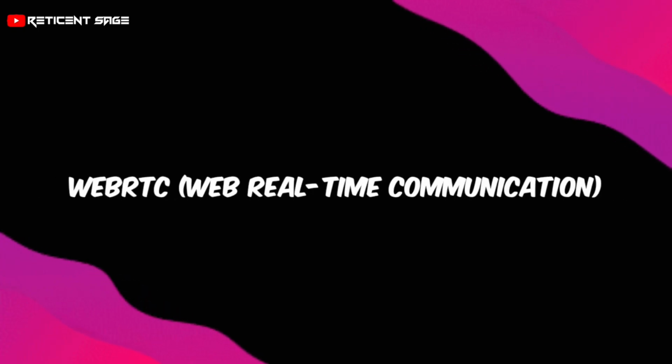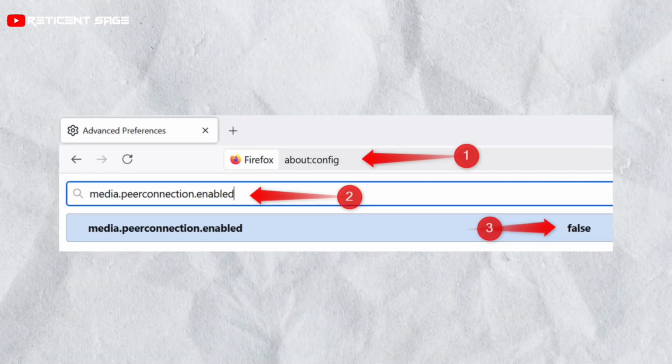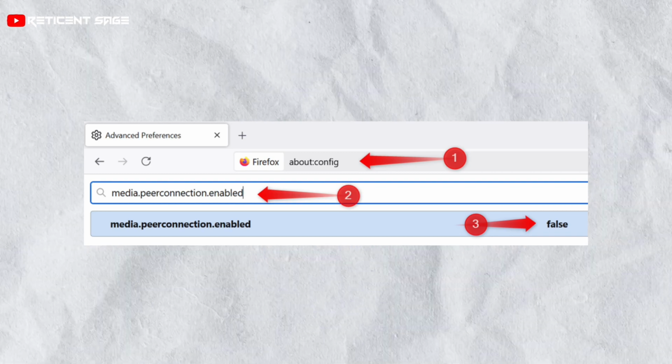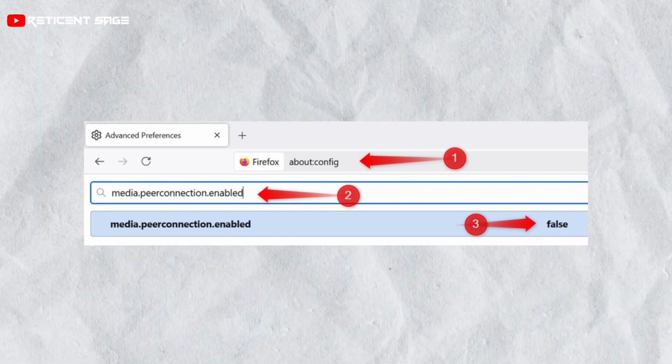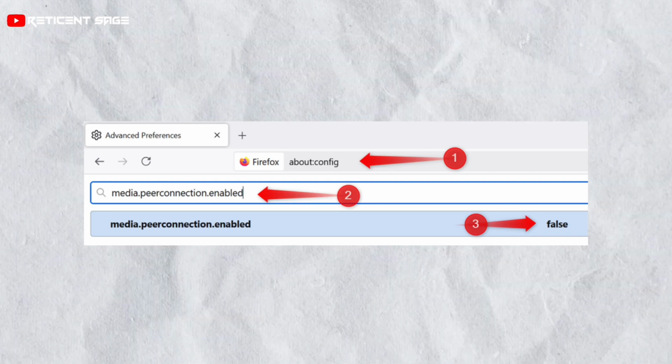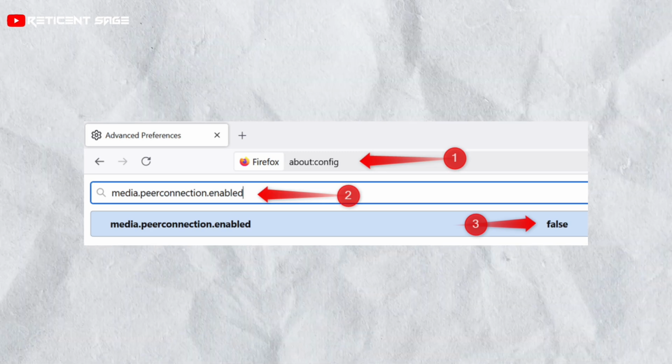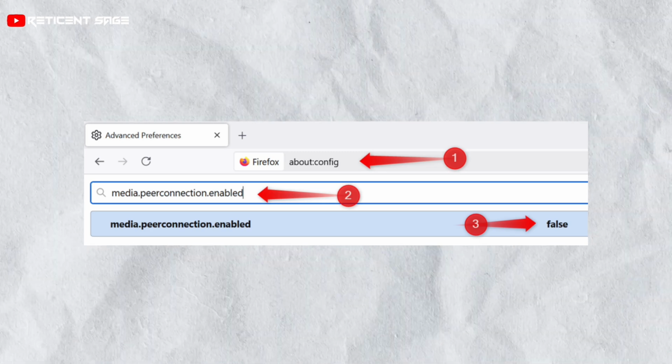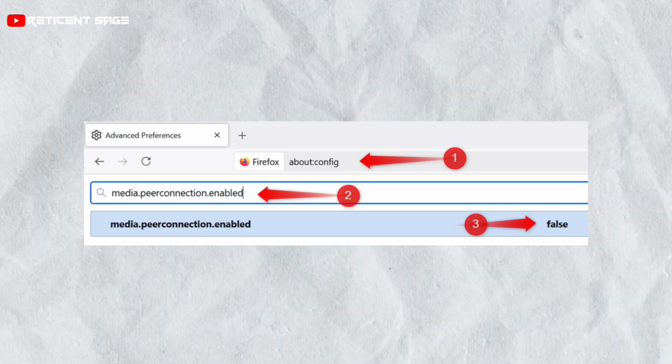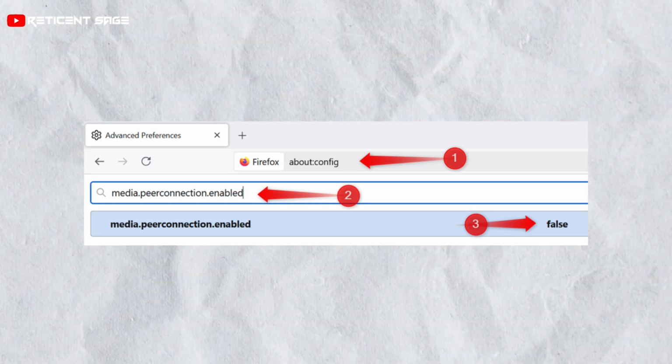WebRTC, Web Real-Time Communication, is super useful for video calls, voice calls, and file transfers, but did you know it could also leak your primary IP address, even if you're using a VPN? For privacy lovers like me, that's a no-go. So, I disable WebRTC when I'm not using it. Want to do the same?